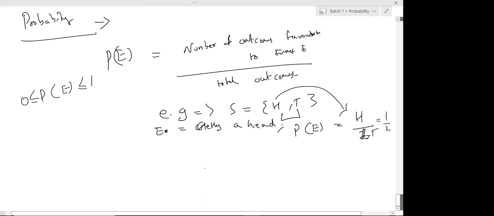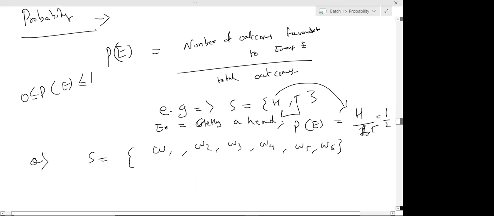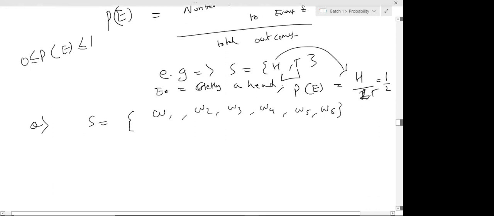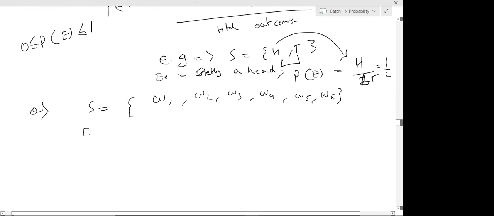This you already know. One question for all of you. This is the sample space W1, W2, W3, W4, W5, W6. All right, this is a random sample space. Here it is given as events W1, W2, W3, W4, W5, and W6. And the probabilities are given.